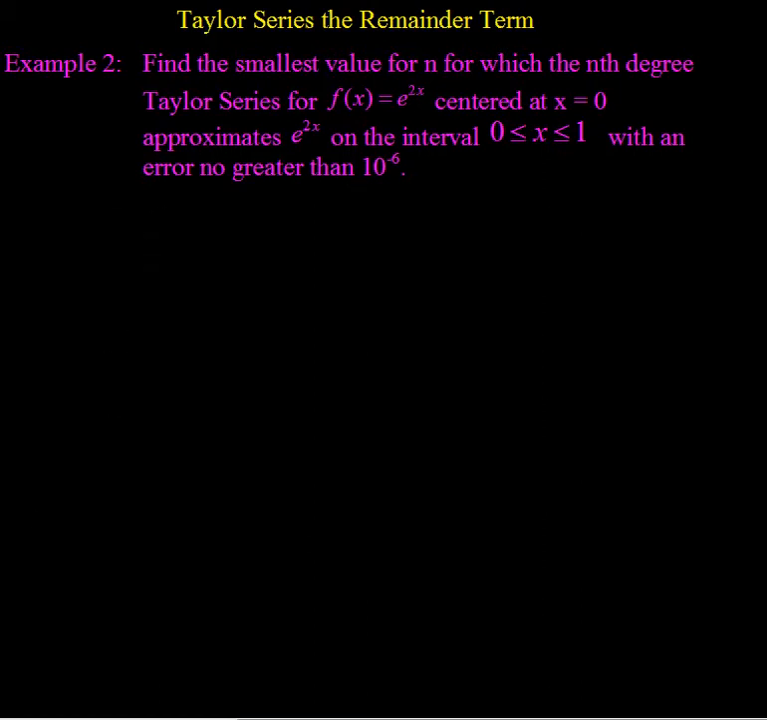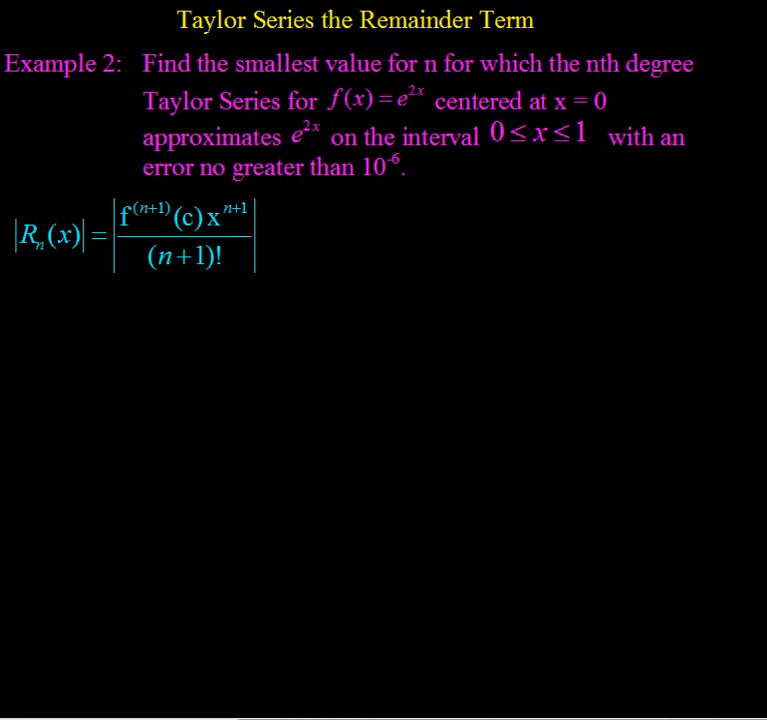So to get started on this, notice that we need to make sure we're talking about the remainder here. So this is the remainder term. And so R sub n of x is equal to the n plus 1 derivative at c, times x to the n plus 1 over n plus 1 factorial. Right? So that would be the remainder to the nth term.